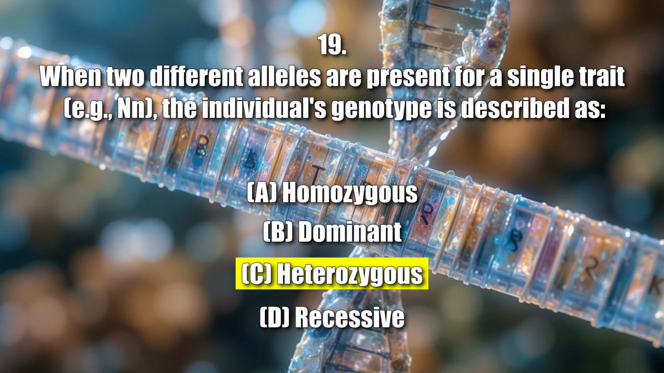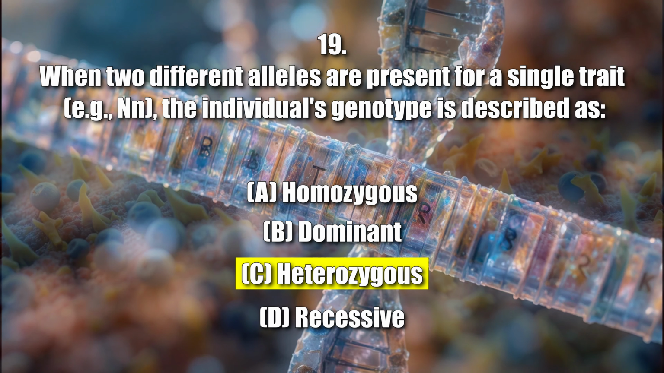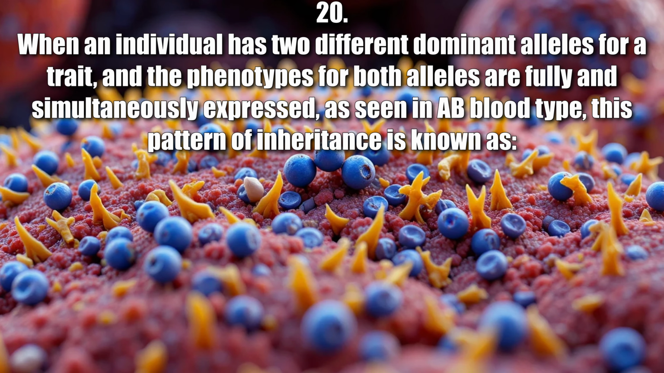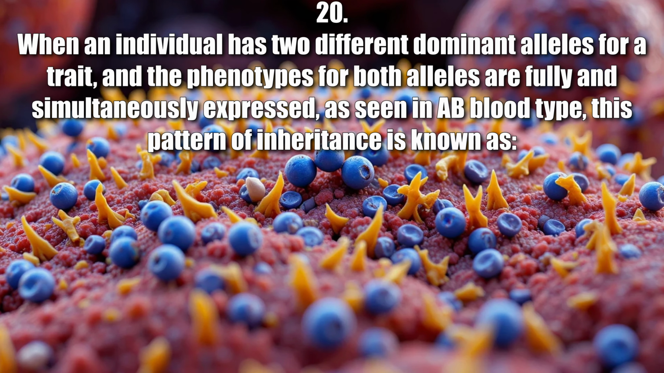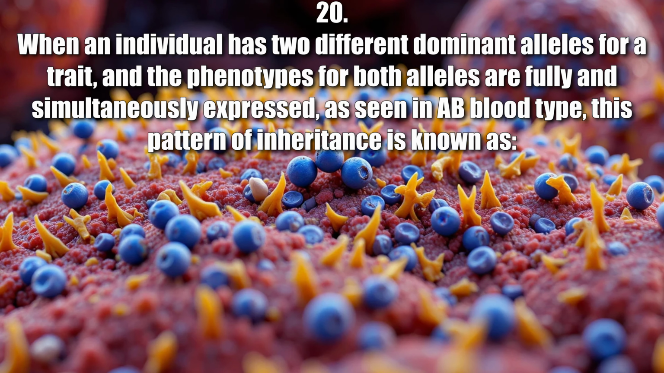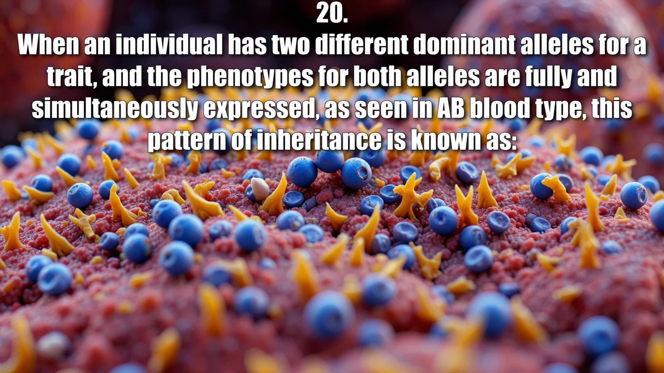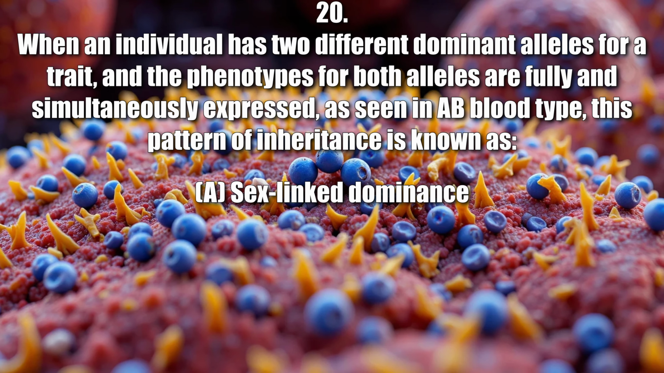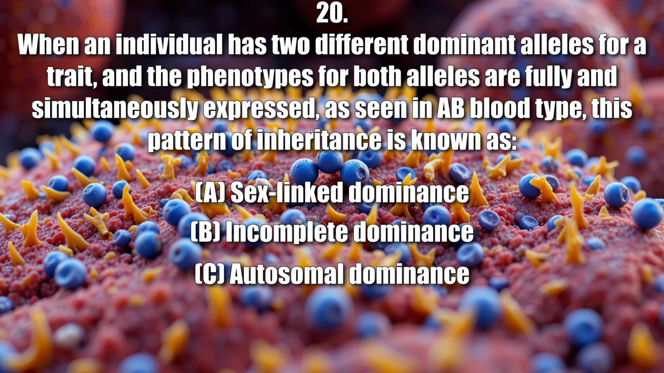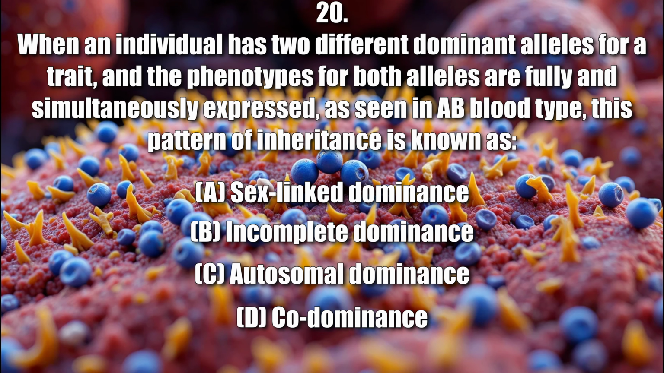The correct answer is C. Heterozygous. 20. When an individual has two different dominant alleles for a trait, and the phenotypes for both alleles are fully and simultaneously expressed, as seen in AB blood type, this pattern of inheritance is known as A. Sex-linked dominance. B. Incomplete dominance. C. Autosomal dominance. D. Codominance.